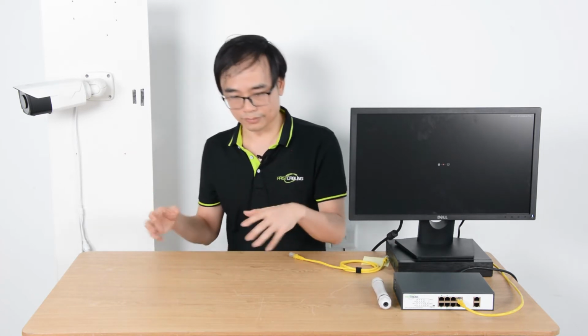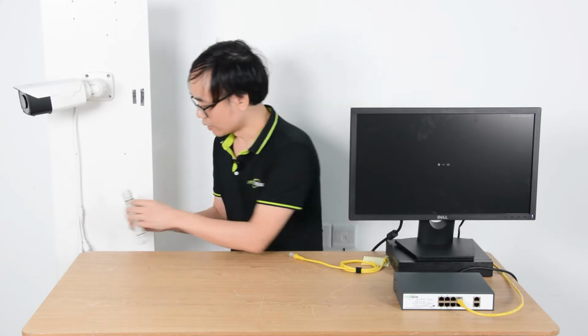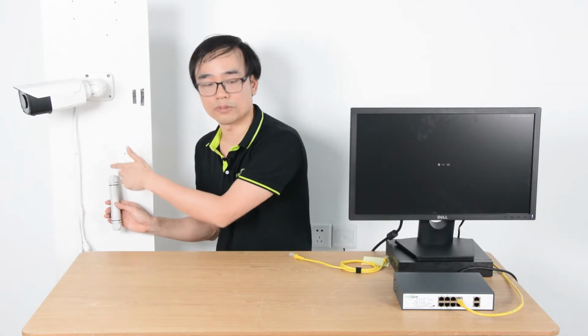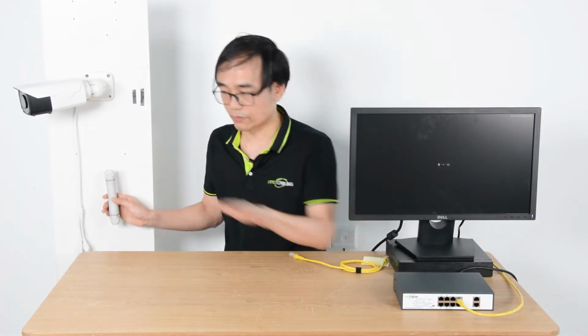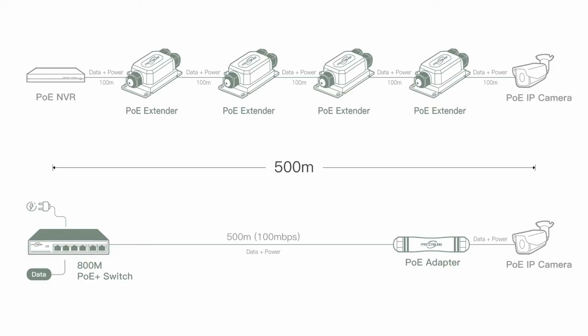What's the difference between the 800 meter PoE switch and the PoE extender? You see, you still need one PoE adapter close to the camera, but from the switch to the camera, it's just pure cable. There's no active device in between, so you can pair it. It's the most reliable solution if you just have the cable. You don't need to have a PoE standard daisy chain between these two points.